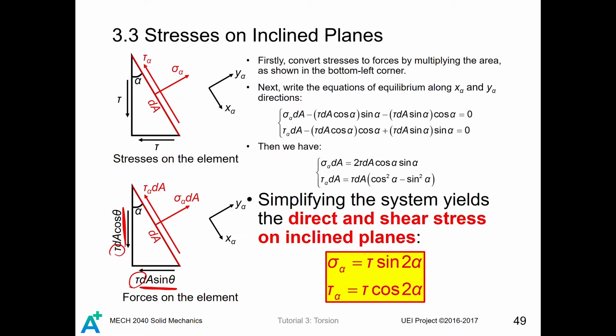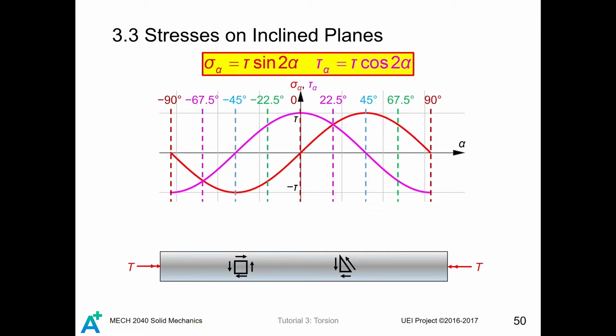By checking the static equilibrium, we decompose those two forces into the x alpha and y alpha directions to get those two equations. Consequently, we will have this. By simplifying the equations shown above, we can have the direct and the shear stresses on the inclined planes. The direct stress on the alpha degree inclined surface is given by tau sine 2 alpha, while the shear stress on an alpha degree inclined plane is given by tau cosine 2 alpha.